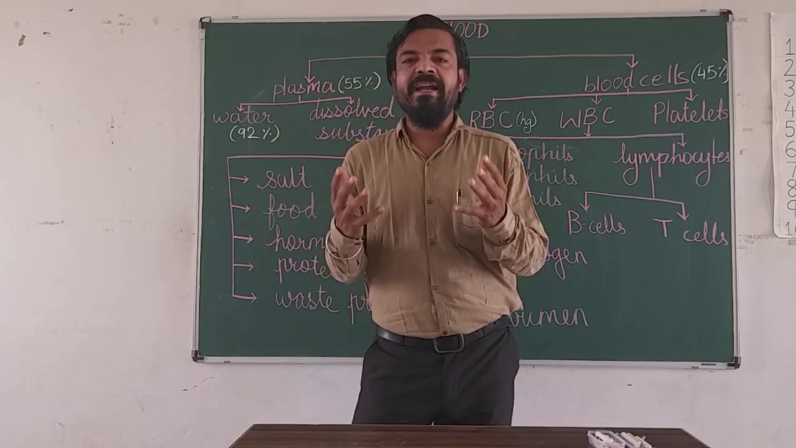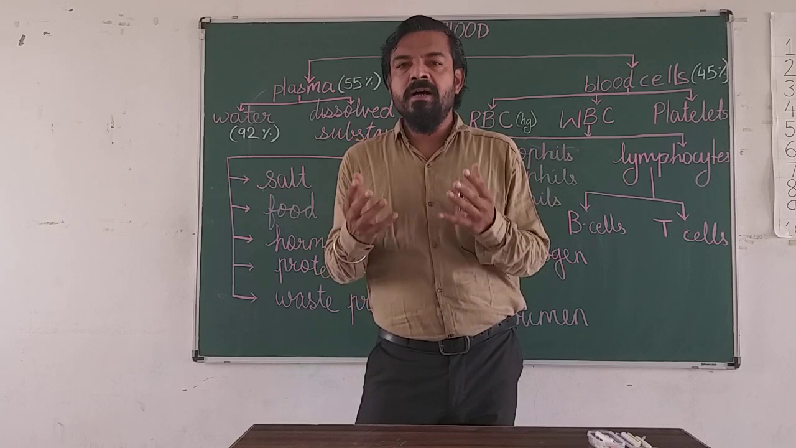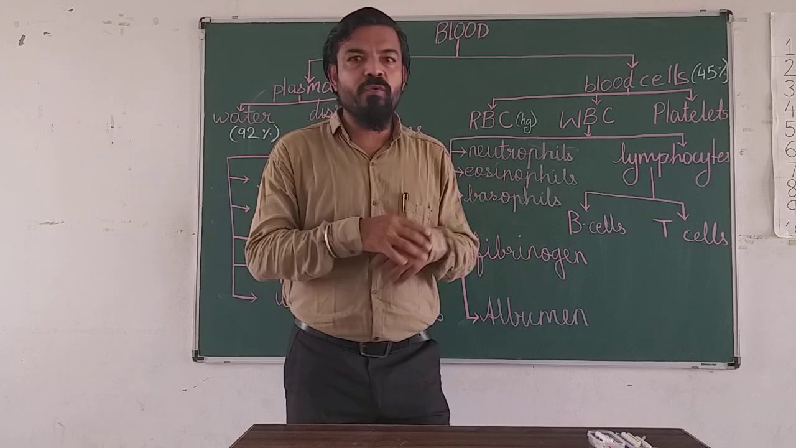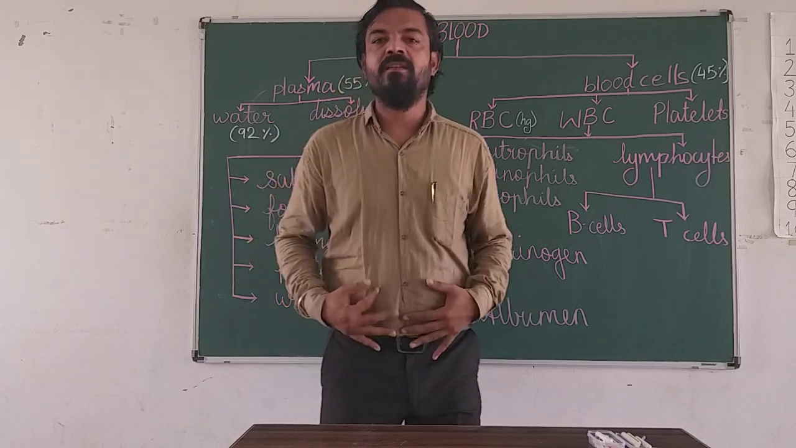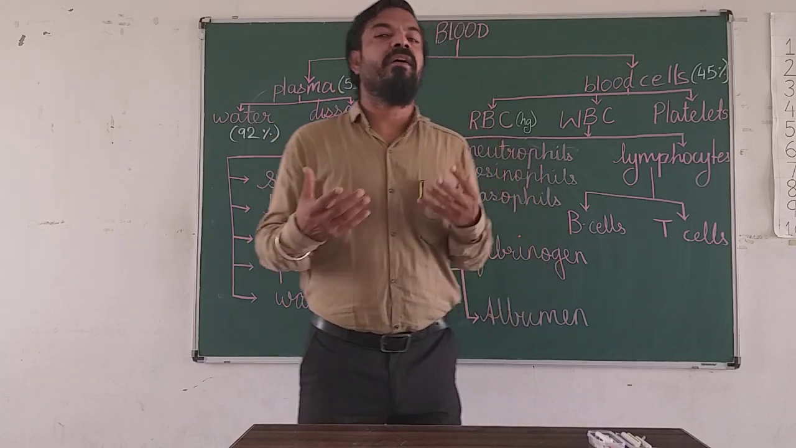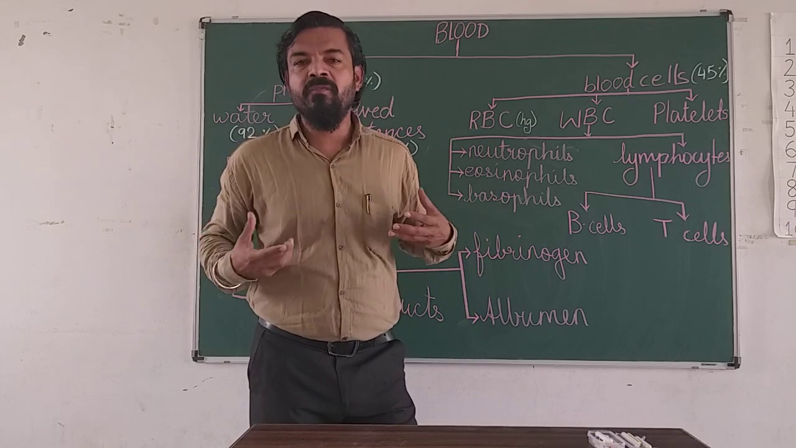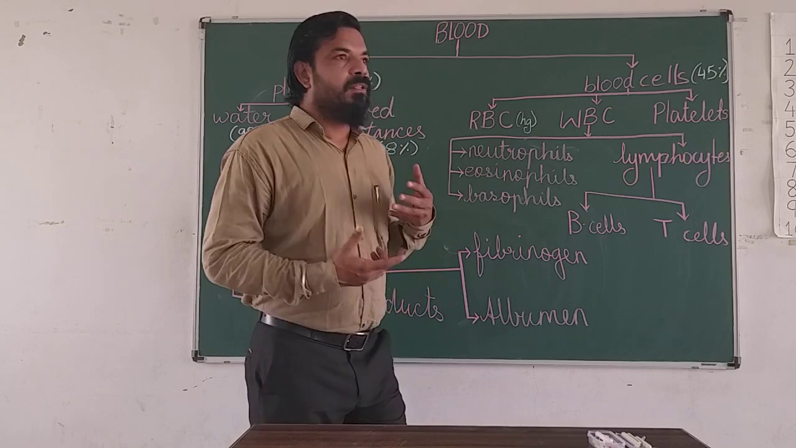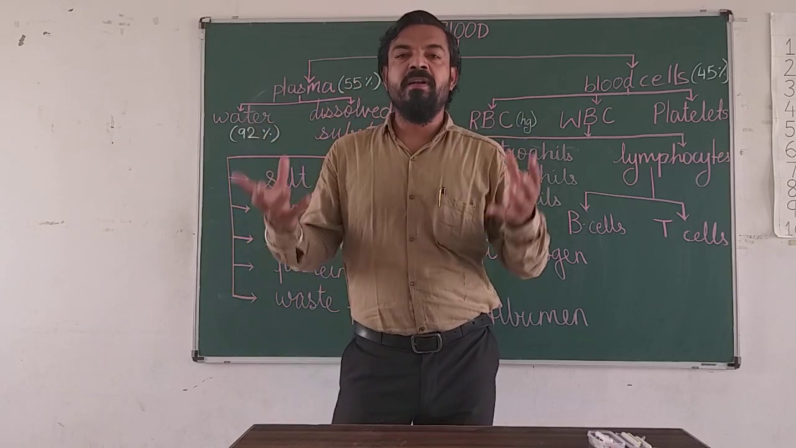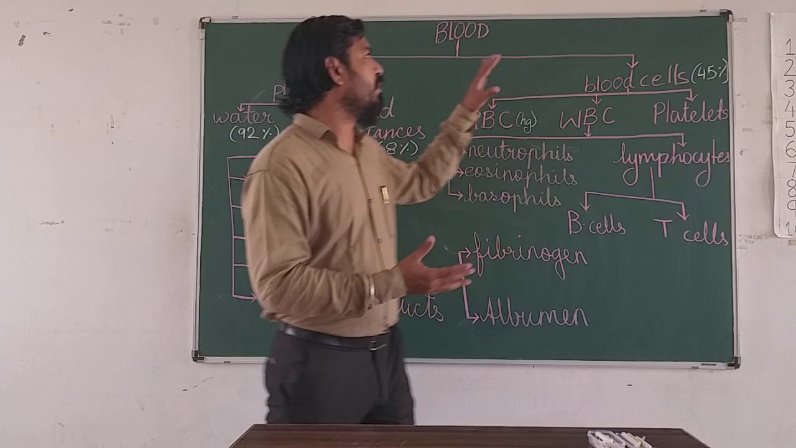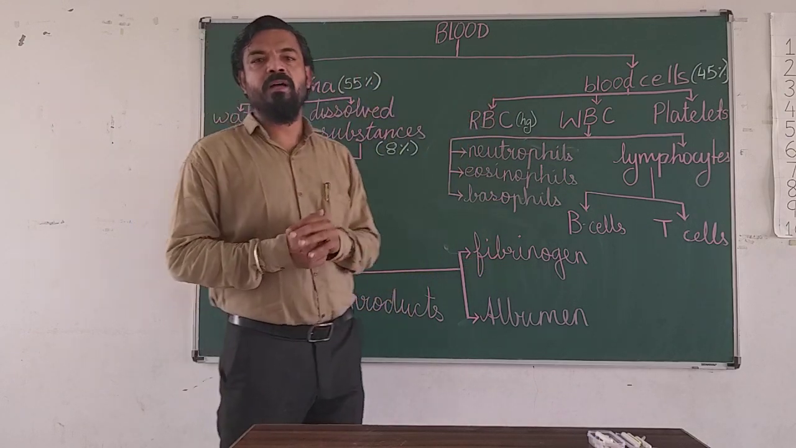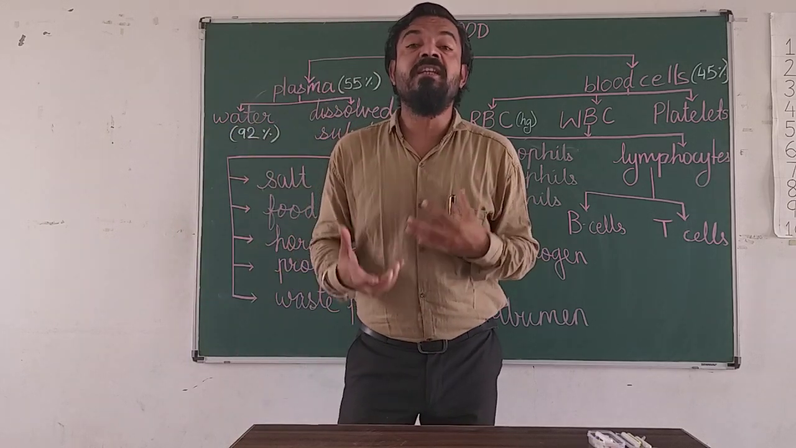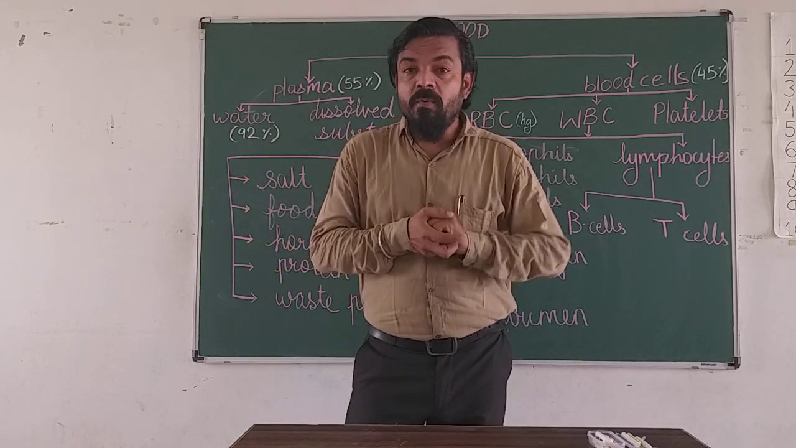Blood is the red colored liquid, or flow, which is flowing in your body, and this blood has different components, which are shown in this chart. Now, before we go to this chart, we need to understand why blood is so important.